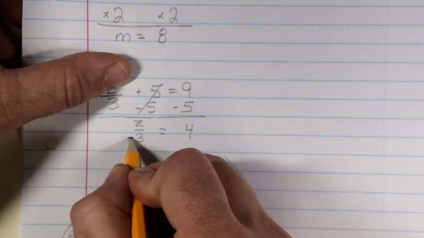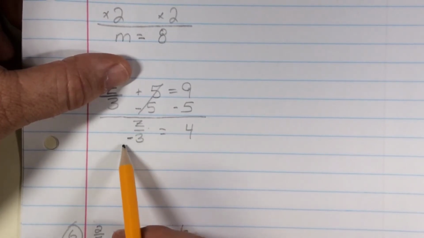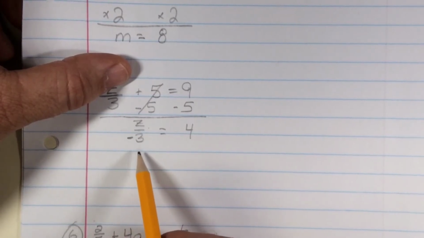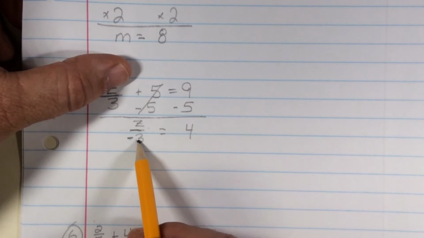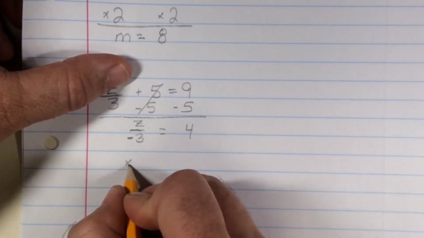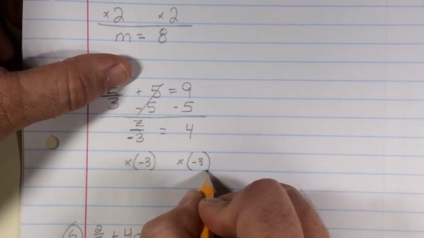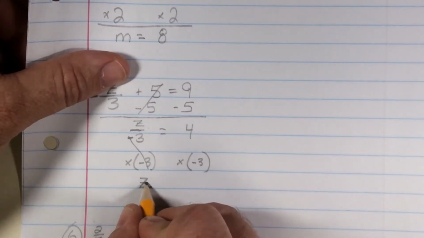Putting it down here makes this easier because now when I get rid of this 3, I also get rid of the negative because I want z all by itself. I don't even want a negative attached to it. So now, how do I get rid of this divided by negative 3? I multiply by negative 3, of course. Multiply by negative 3. These will cancel out, leaving me with just z.